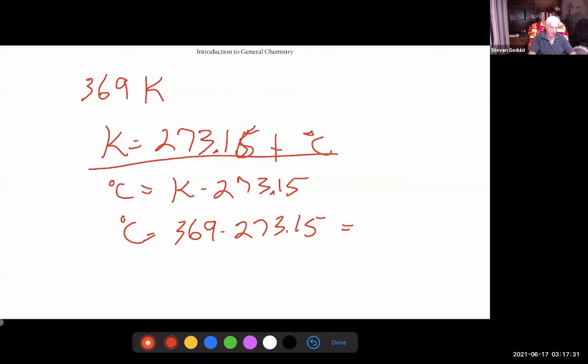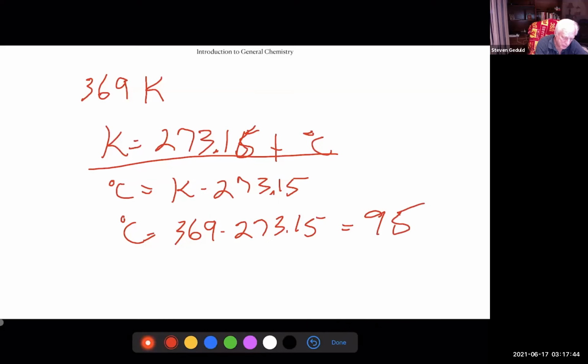So 369 minus 273 gives you 95. You only get to 95.9, so 96. 96 degrees centigrade.